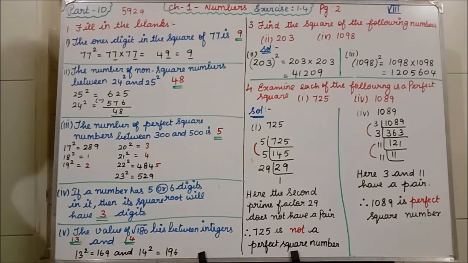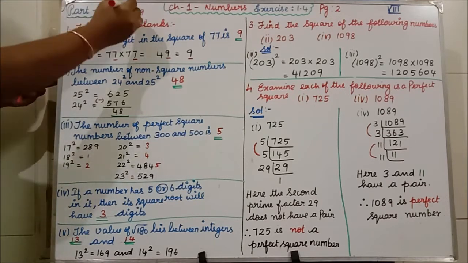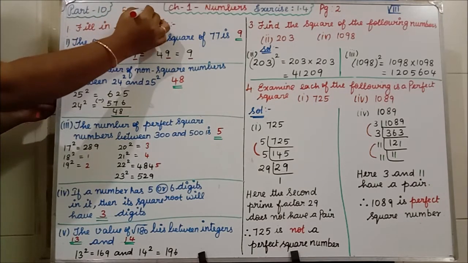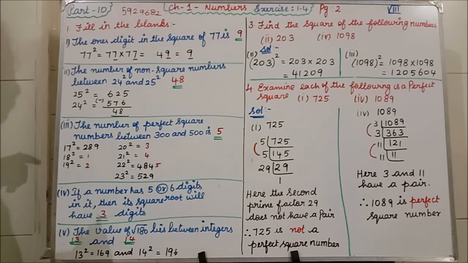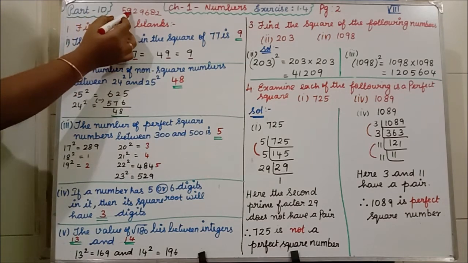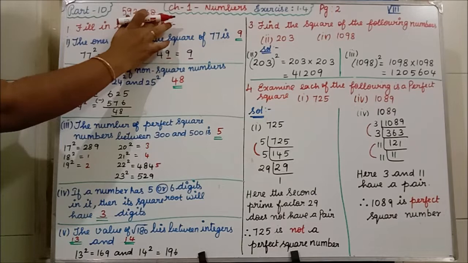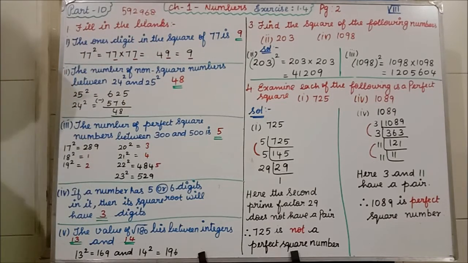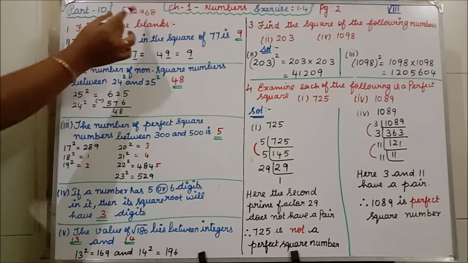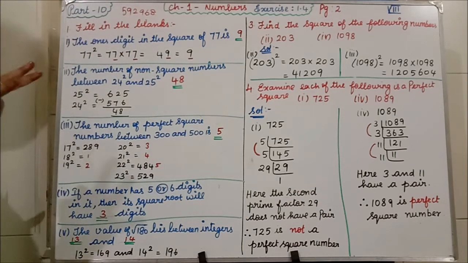Clear? Now for the fourth subdivision: if a number has 5 or 6 digits in it, then its square root will be a dash digit number. For example, I am telling this number is 592968, a 6 digit number. 1, 2, 3, 4, 5, 6. If this number is a 6 digit number, what is the square root of this number? 6 digits means half of 6 will be 3. So you will be getting a 3 digit number.